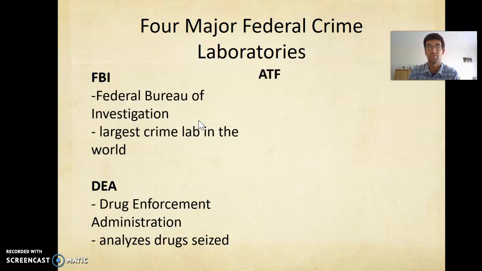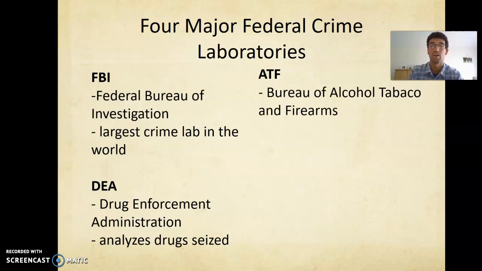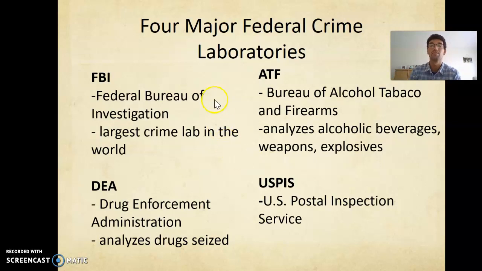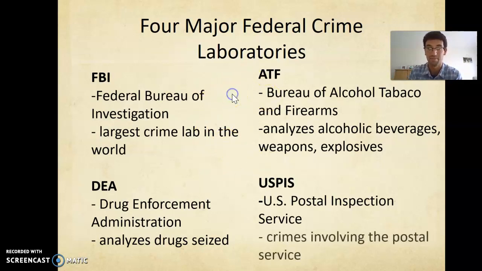The ATF, if you've ever seen Waco, another show on Netflix. It's the Bureau of Alcohol, Tobacco, and Firearms. They deal mostly with alcoholic beverages, weapons, and explosives. And last but not least, the USPIS. Yes, the Postal Service owns their own forensic crime lab, and they deal with crimes involving the Postal Service. Seems like overkill to me, but what do I know?